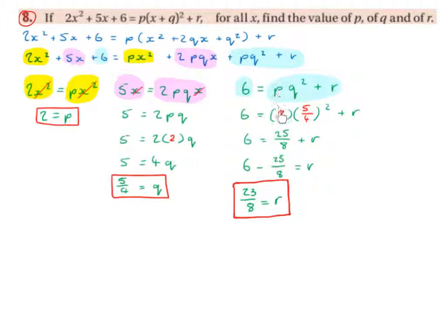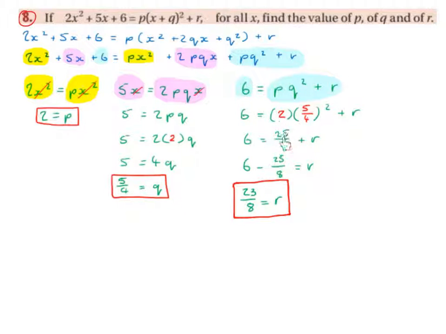So we're going to swap the p for 2 with brackets around it. We're going to swap the q for 5 over 4 with brackets around it. So we have 6 equals 2 times (5 over 4) squared plus r. (5 over 4) squared multiplied by 2 is 25 over 8.